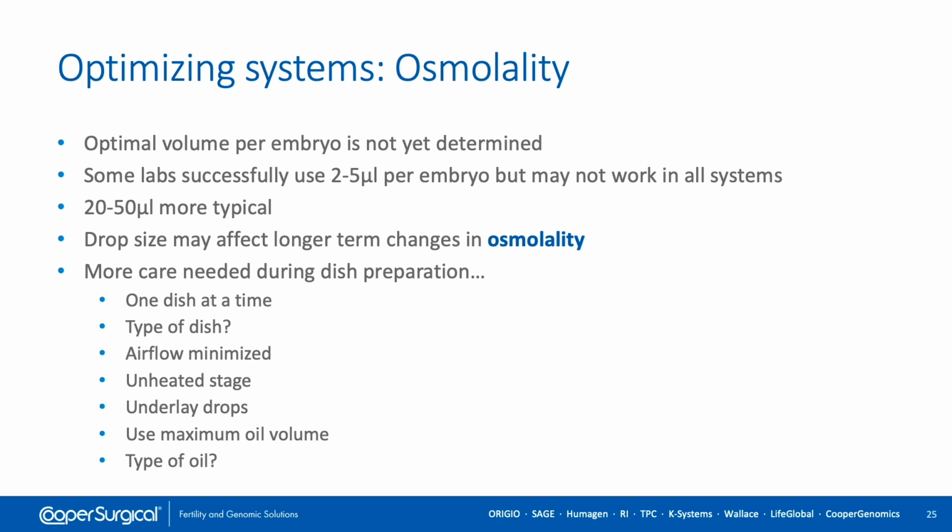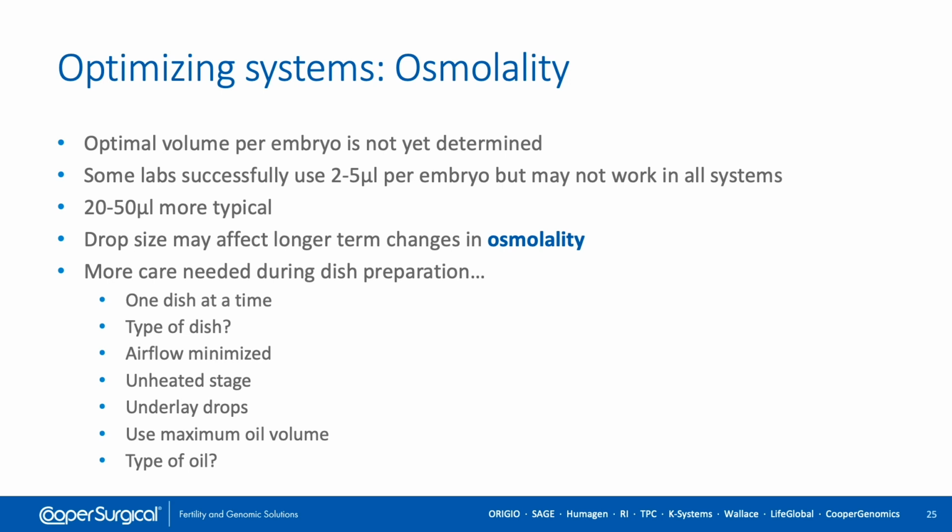That volume is not determined. We don't know optimally what it is. There are some labs that use very small drops and they seem to get it to work, but it may not work everywhere. We know that 20 to 50 microliter volumes is more typical and generally safer. The drop size may affect longer term changes in osmolality. Once the osmolality has started to rise, it is unlikely to go down and will only get worse.